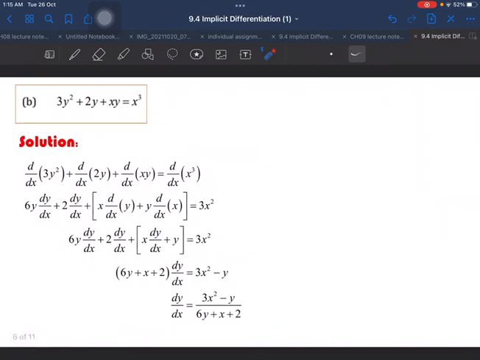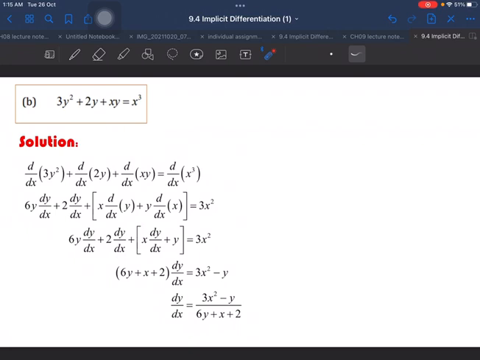Okay, next for question B. Let's say we have the equation 3y square plus 2y plus xy equal to x cubed. Okay, the first step is we take d over dx on both sides, or d over dx of every term.